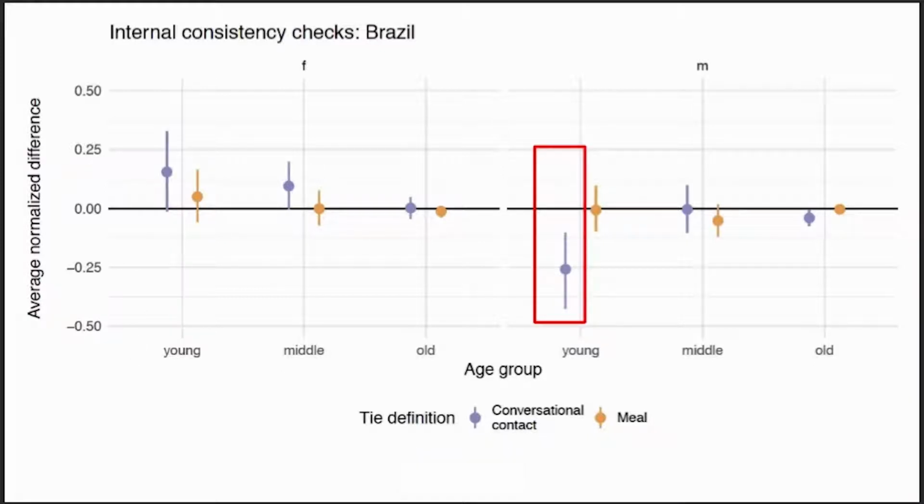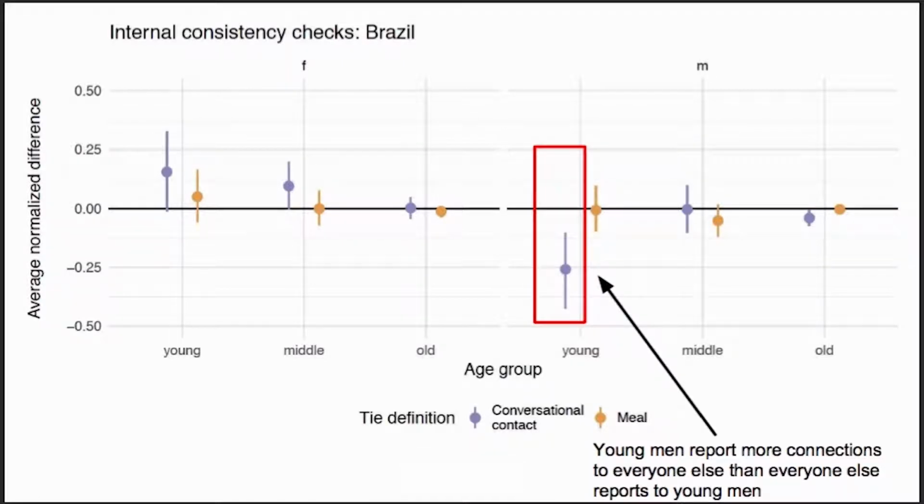Over here we have an example of a situation where the reports are not internally consistent, because this is distinguishable from 0 according to the sampling noise. And what this says here is that young men report more connections to everyone else in Brazil than everyone else reports to young men. So I think this is actually really interesting socially.